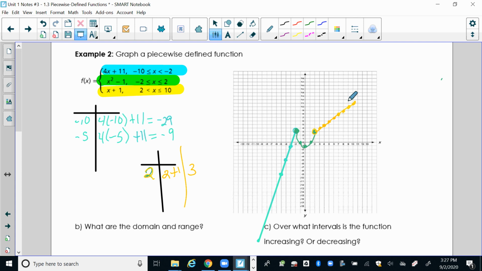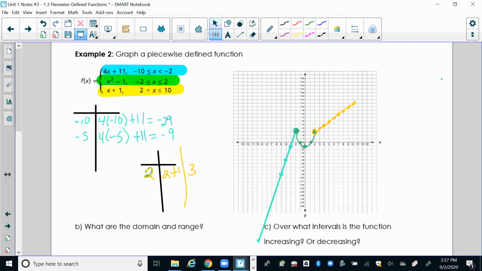So table of values, our knowledge of transformation of functions, but the main thing to remember is that the piecewise graph takes the shape of the given function over the given domain. So the shape of 4x plus 11 over the given domain, negative 10 to negative 2. The shape of x squared minus 1 over the given domain, negative 2 to 2. The shape of x plus 1 over the given domain of 2 to 10. And all that together makes up a singular function.